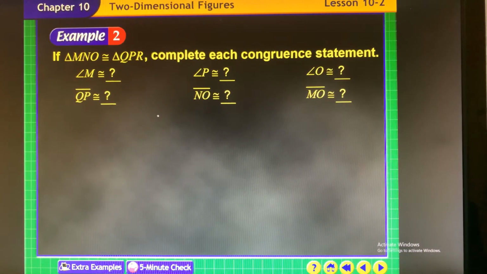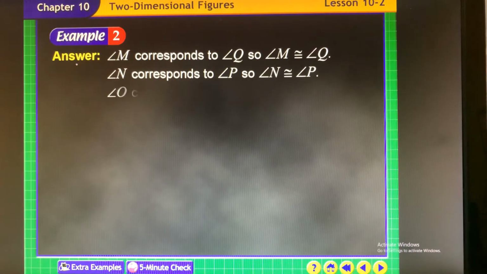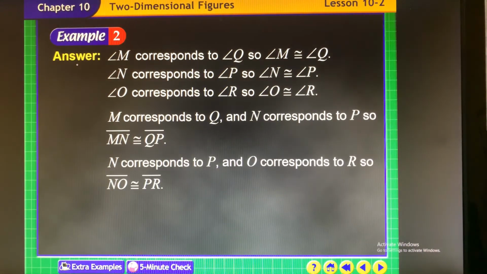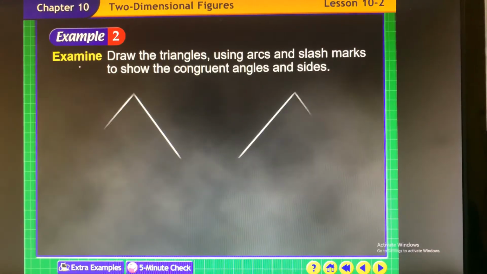Here, it's not giving you the picture, but you don't need the picture because as long as this triangle is matched up directly with this triangle, you already know that M is corresponding and congruent to Q, and N is corresponding and congruent to P, and O is corresponding and congruent to R. And then you can go ahead and do the sides and match all those out. Well, I just did that for you, and it figures them all out for you.